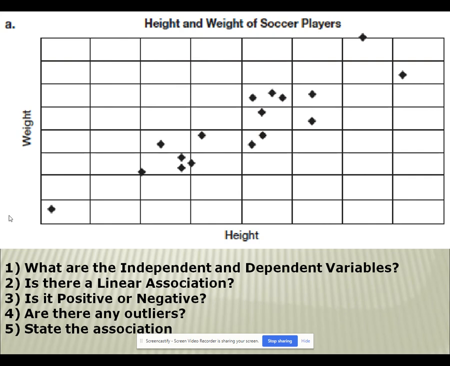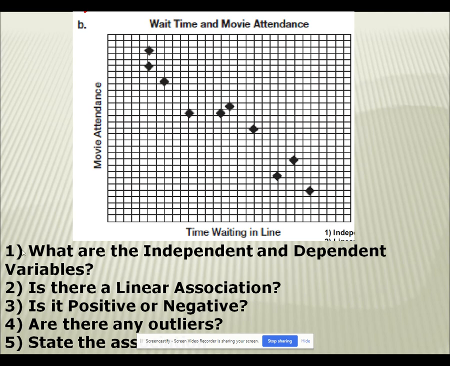All right, if you finish that, here's your next one. Question B, wait time in movies. So you've got time waiting in line, and you've got movie attendance. Here's your points. Answer those same 5 questions. Hide that so you can see. So answer those same 5 questions. So type B, 1, 2, 3, 4, 5. Answer those same 5 questions. All right. So if you've done that, if you pause the video, if you answered those, then I'll take you over to our next question.